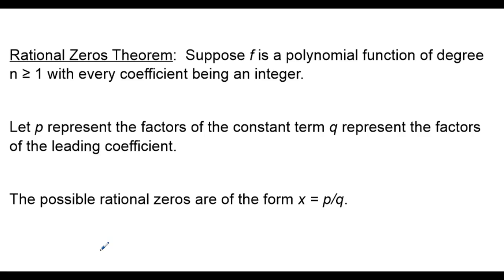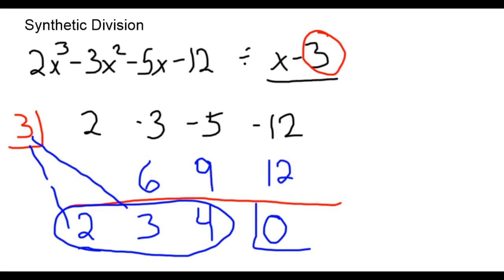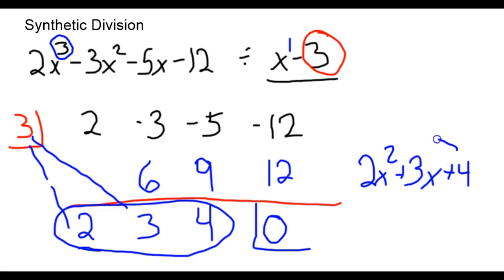These numbers 2, 3, and 4 stand for the coefficients of our quotient. So if we started with an x cubed and we divided it by an x to the first, 3 minus 1, we would end up with an x squared. So this becomes the leading coefficient, 2x squared plus 3x plus 4.